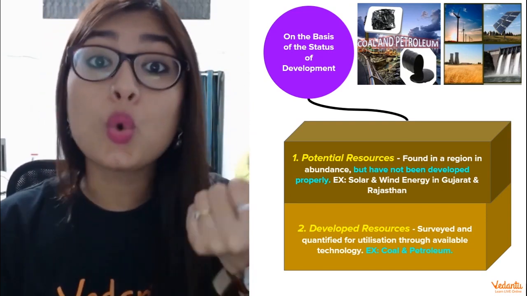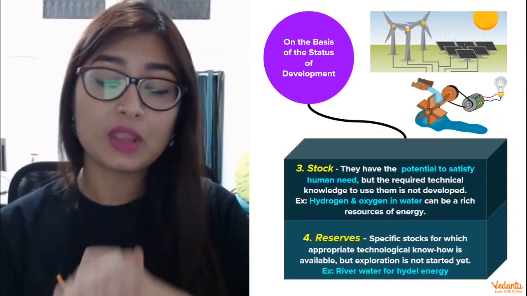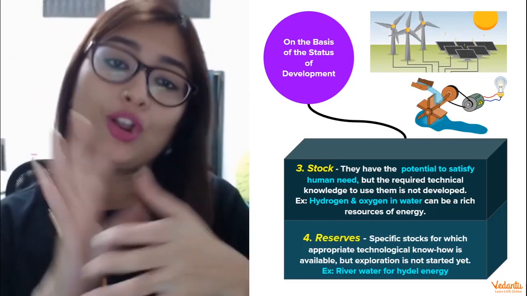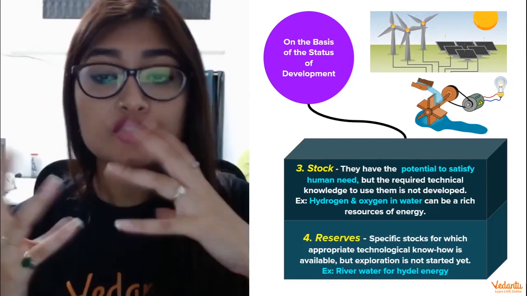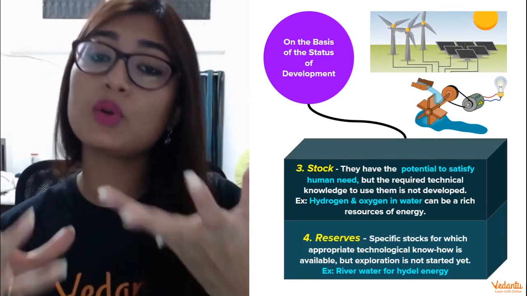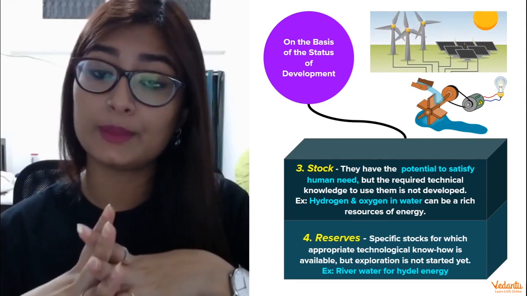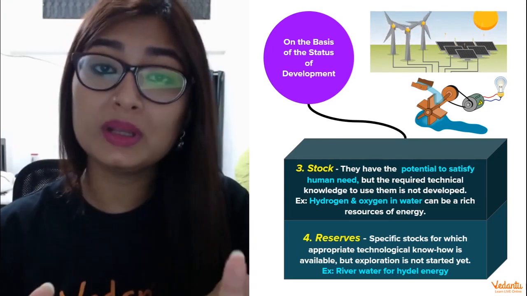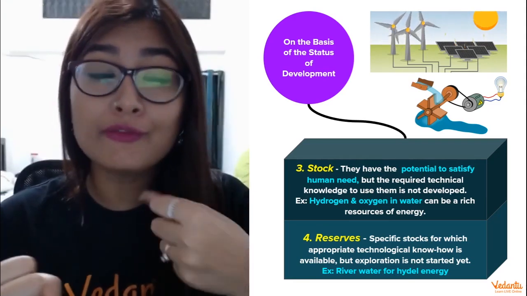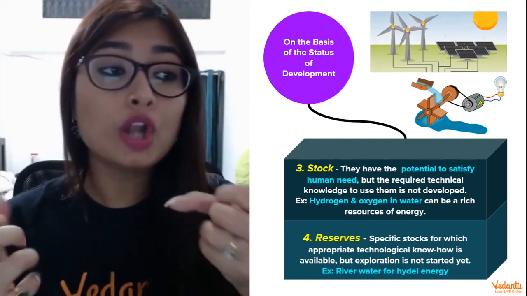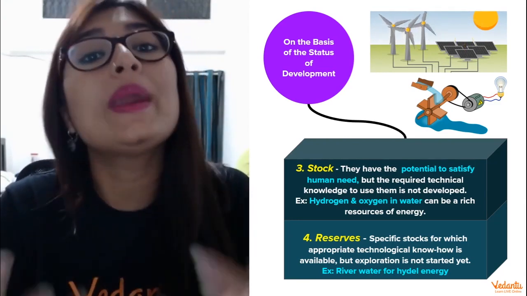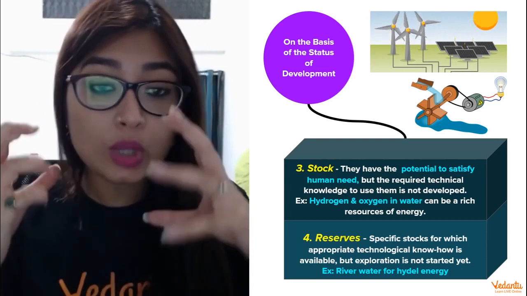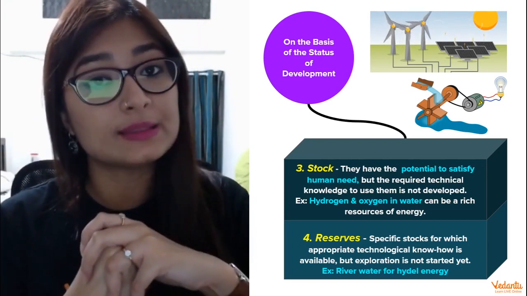For example, coal, petroleum, etc. Then comes stock. Now this is very interesting. Stock is actually resources which have the potential that can satisfy the human need, but we do not have enough technology, or we are not sure of the process to avail it properly, to avail it to its full capacity.